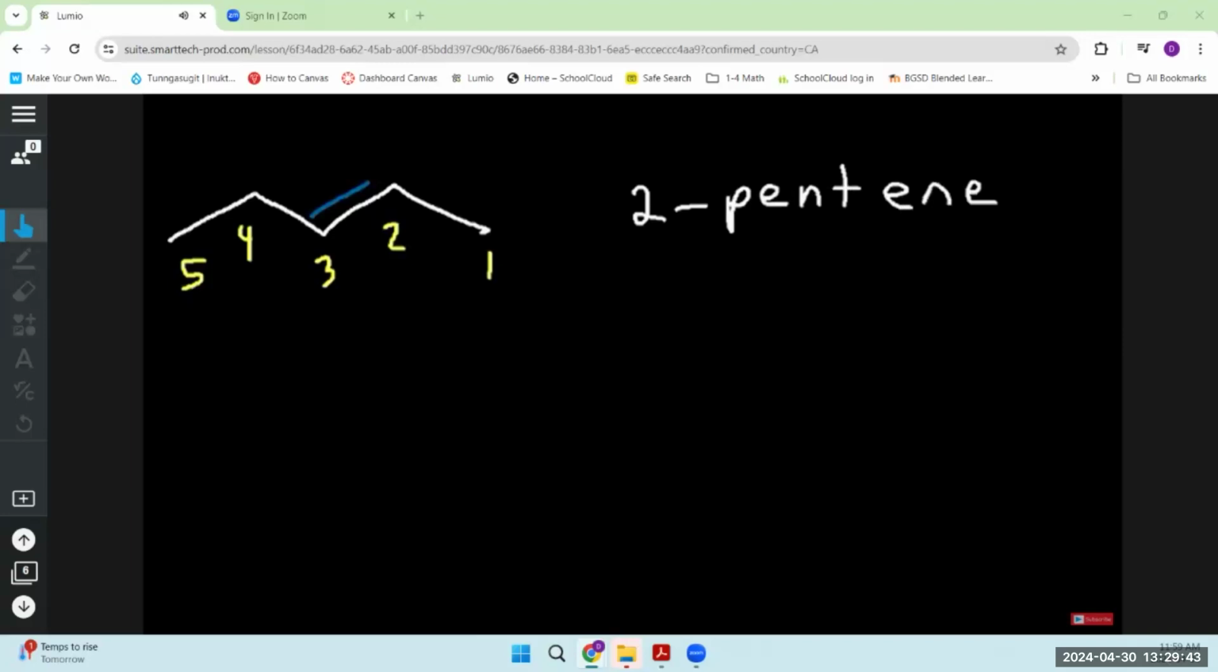Now what about this example? How would you name this particular alkene? Should we count it from the left side or from the right side? If we count it starting from the left, notice that the alkene is on carbon 3. But if we count it from the right side, notice that it's on carbon 2. And you want to count it in such a way that you get the lower numbers. So this is going to be called 2-pentene since we have a 5-carbon chain. Don't forget to add the suffix "ene" for alkenes whenever you have a double bond.